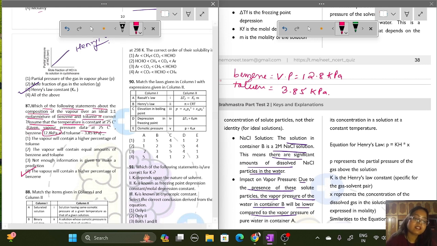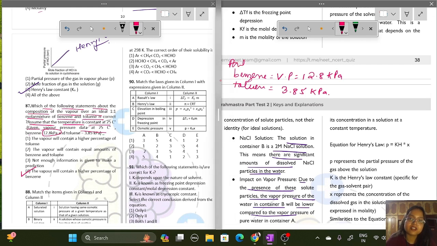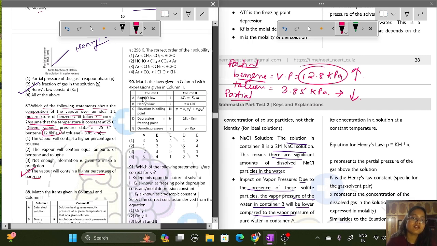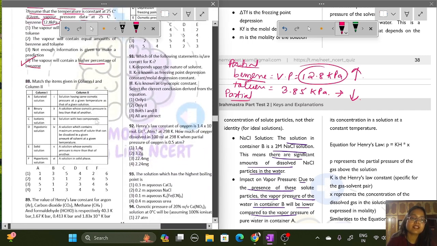Why? Because the partial vapor pressure of benzene and the partial vapor pressure of toluene are given. The partial vapor pressure of benzene is greater, and for toluene it is less, so therefore it will contain the higher percentage of benzene, in the solution also. Option 4 is the correct option for question 87.